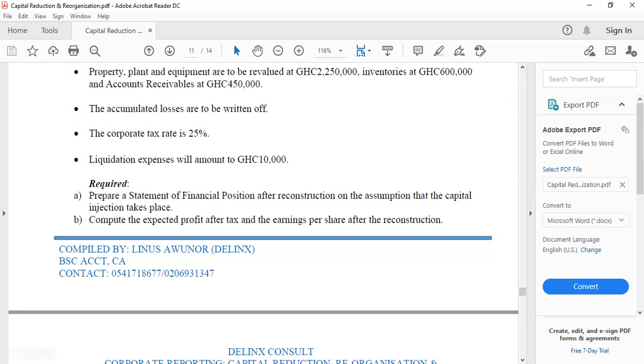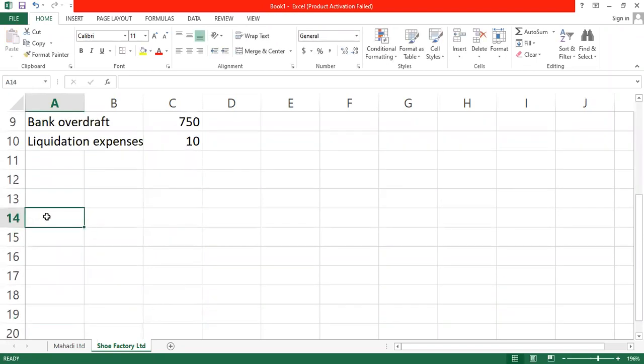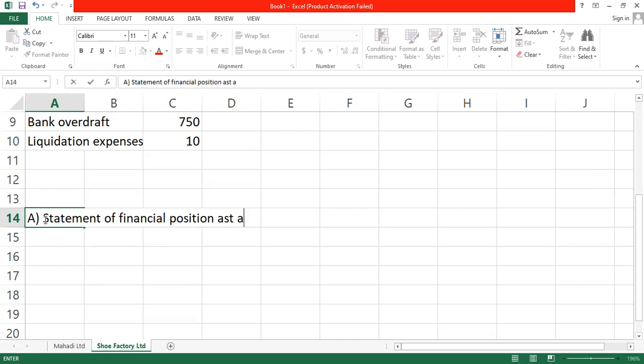Okay, so the first part is that let's draw the capital reduction account. So I'll name this one C, so that it will not be something difficult for us. And let's count to A. A is the statement of financial position. So statement of financial position, assets, you put the date there.